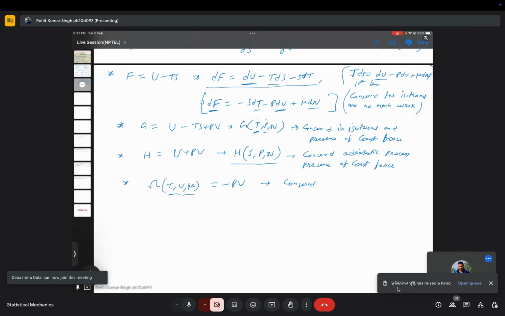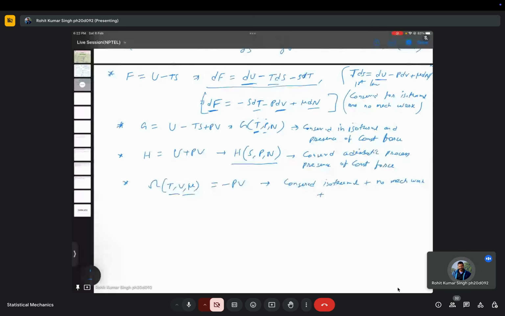So yeah. Since this is a function of temperature, volume, and chemical potential, this should be conserved in isothermal processes, where there is no rise in temperature and no work is being done. So volume remains constant, no mechanical work. Plus, chemical potential will remain constant if there is no chemical exchange. So there is no production of new particles or exchange of particles. So no chemical work.